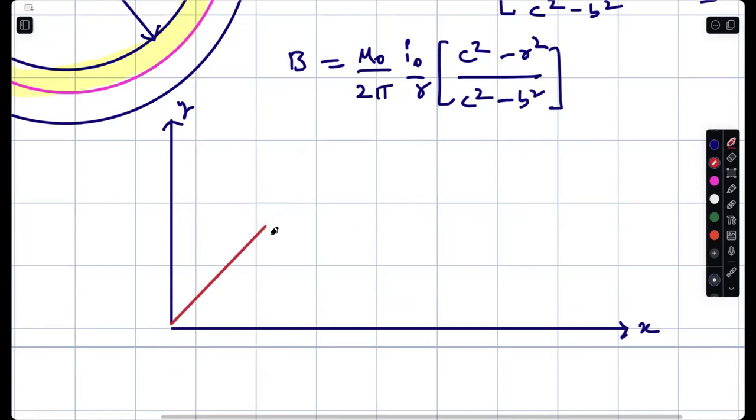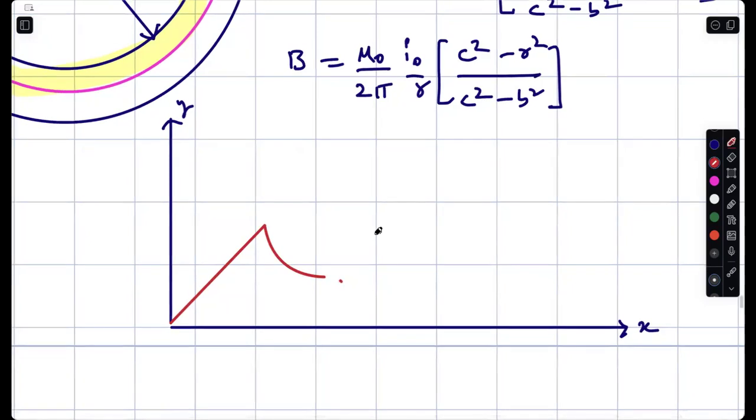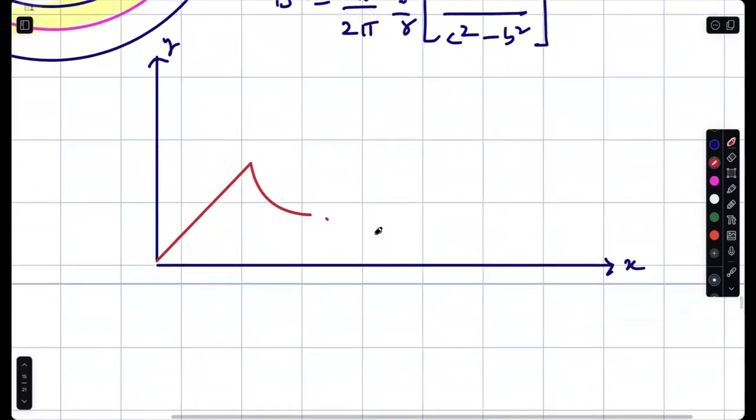Okay. Thereafter, what is happening? Like this. Thereafter, magnitude is further reduced.